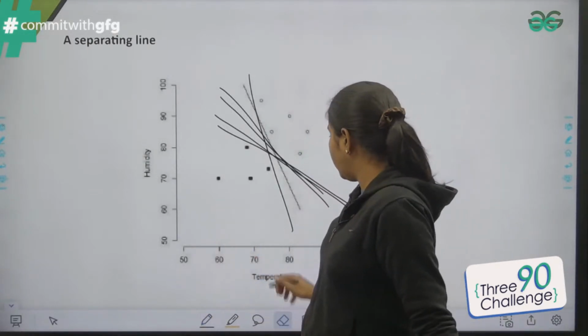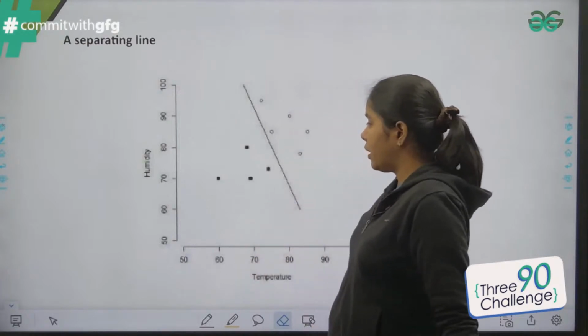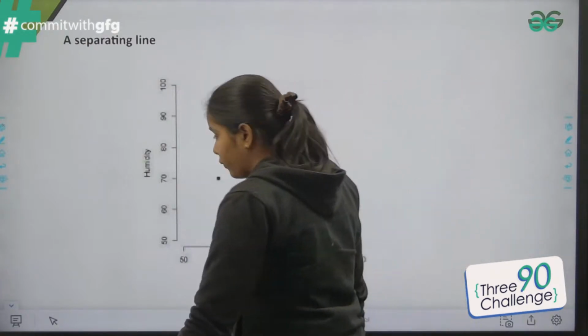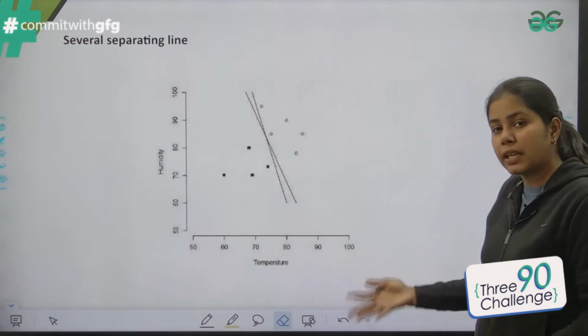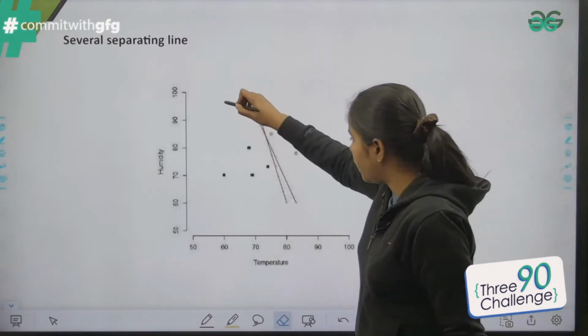How do we find out which is the best fit line? Because there are several separating lines possible. I can draw any of the lines.